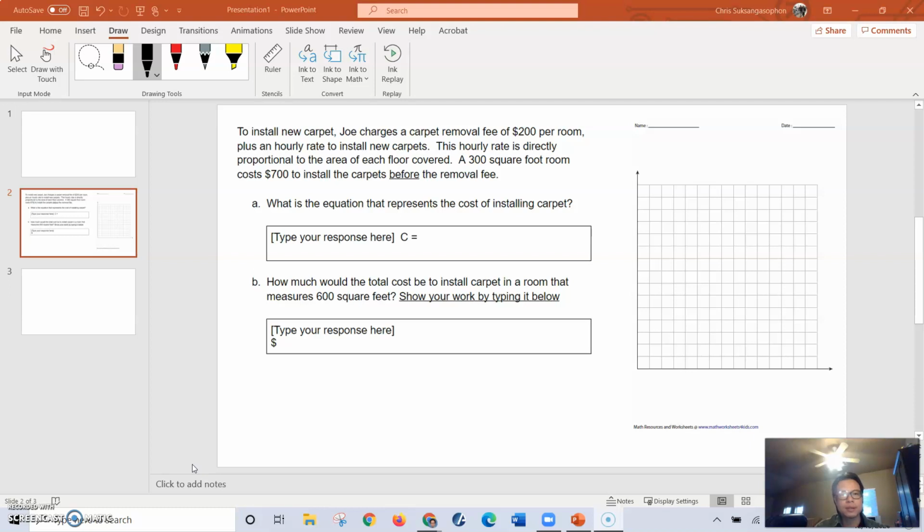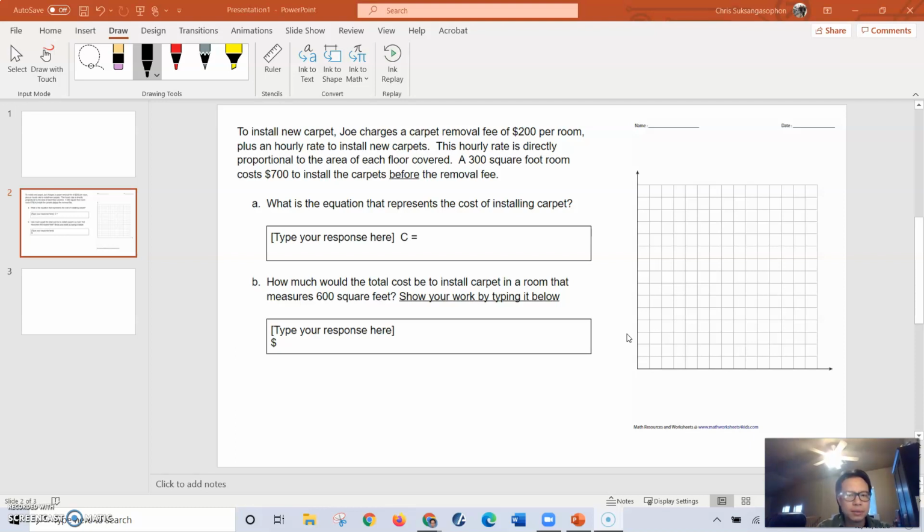So the question states that to install new carpet, Joe charges a carpet removal fee of $200 per room, plus an hourly rate to install the new carpets. Now, this hourly rate is directly proportional. Okay, when we see that word, we're dealing with some sort of a slope. Therefore, you're going to end up with some sort of a line for your graph. Okay, so the hourly rate is directly proportional to the area of each floor covered.